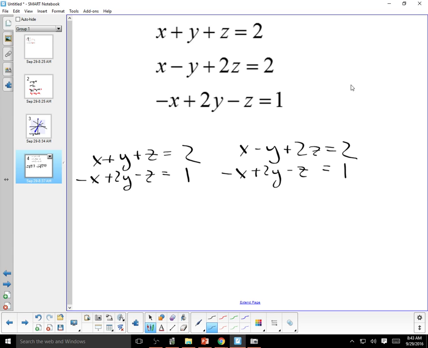Now, do you guys see the beauty of the left side? What happens with the x's? Gone. What happens with the z's? Gone. That means that 3y equals 3, so y equals 1. 1 down, 2 to go.